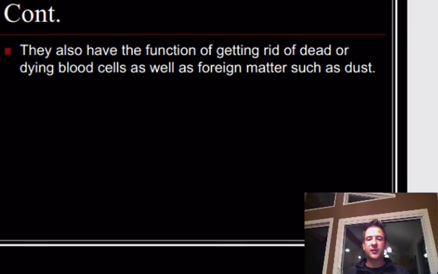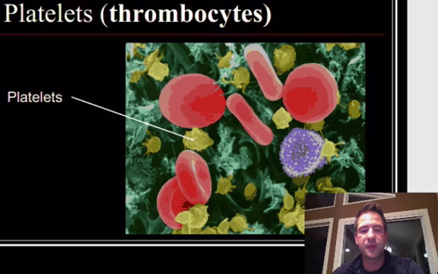Okay, and they also function in getting rid of dead or dying blood cells and foreign matter. So if we have foreign matter that comes in, these white blood cells get rid of it. So things like dust, or if there are dying blood cells, they're the ones that get rid of it. They're like our defenders.